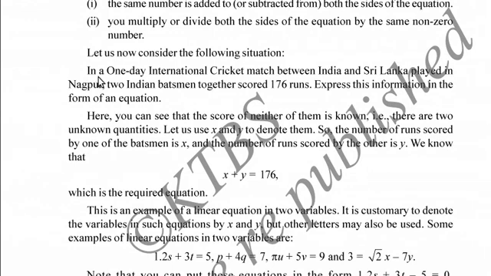Imagine in a one-day international cricket match between India and Sri Lanka, two Indian batsmen, say for instance Gautam Gambhir and Virendra Sehwag, both scored 176 runs. Their partnership is 176 runs. Express this information in the form of an equation.